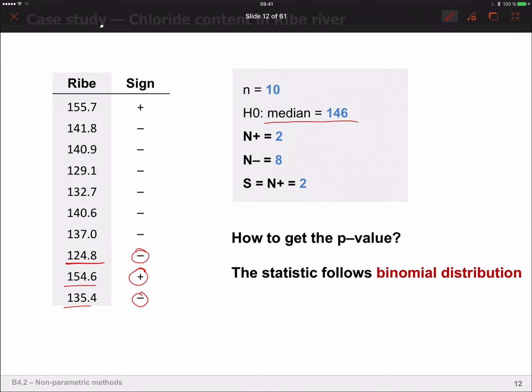And then we just continue doing that. And then we will find out that we have only two pluses and 8 minuses. Okay. So in reality, it should be 5 and 5, but we got 2 and 8. How extreme the sample is. Okay. Well, first of all, we will use the smallest value, 2, and then let's think a little.